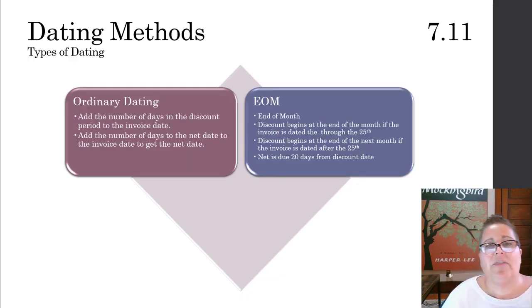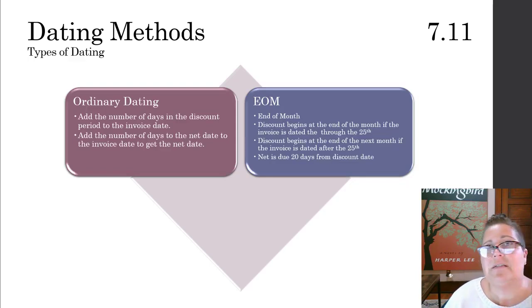In this particular method, you don't start counting the due date or the discount date until the end of the month. And if you happen to get a bill in the last week or so after the 25th, so if you get a bill on the 26th, 27th, 28th, 29th, 30th, or 31st, they essentially give you an extra month. So you get all the next month. The net is always due 20 days from the discount date. So the net here is not based on the invoice. We essentially just use the invoice to determine whether we get 1 month or 2.